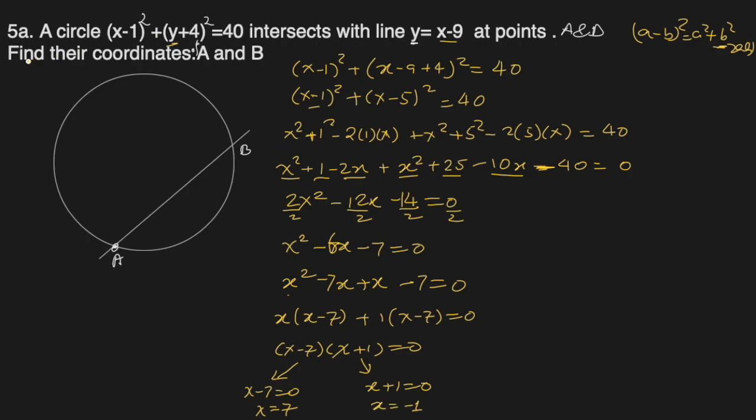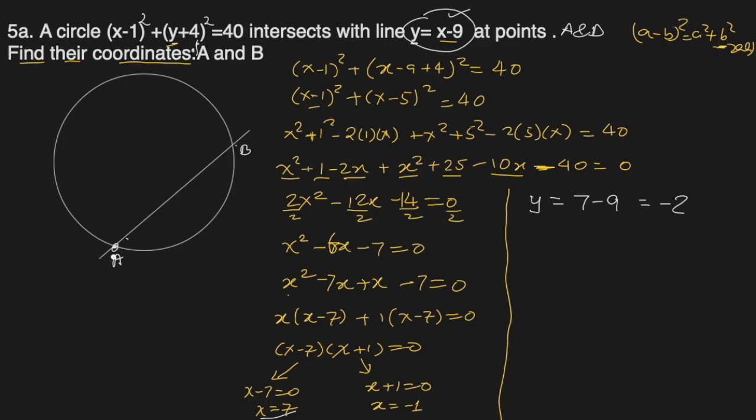If you look at the question, it said find their coordinates. That means x coordinate is not enough. We will have to find the y coordinate also. So let's say x equal to 7. What is the y coordinate? I can substitute this x equal to 7 either into this equation or this equation. Which one seems to be easier? This one, right? Because both the points lie on the line as well as circle, so we can substitute anywhere. So I will use this one. So y equal to x minus 9, 7 minus 9, which is minus 2.